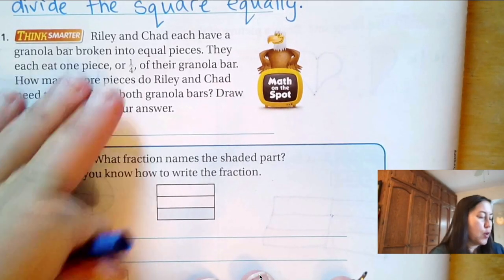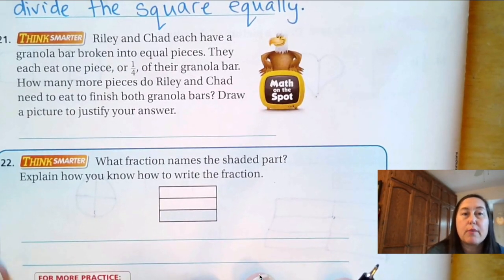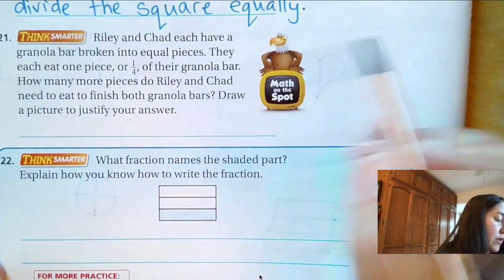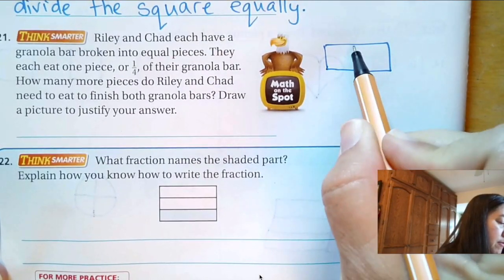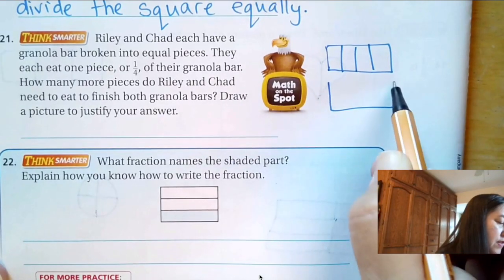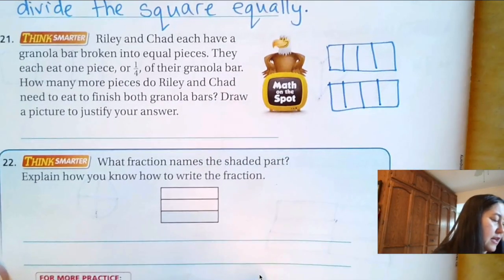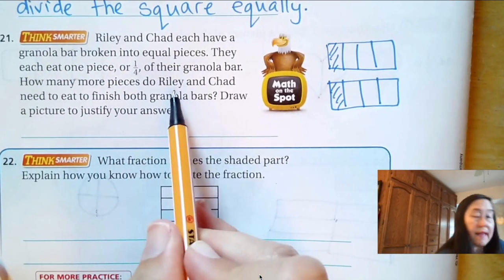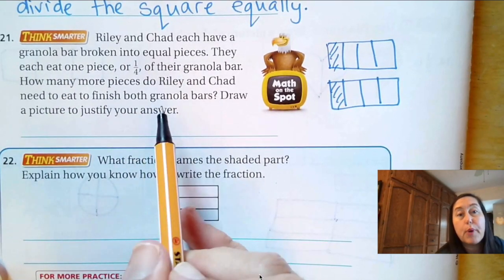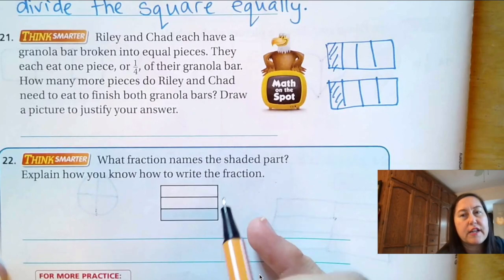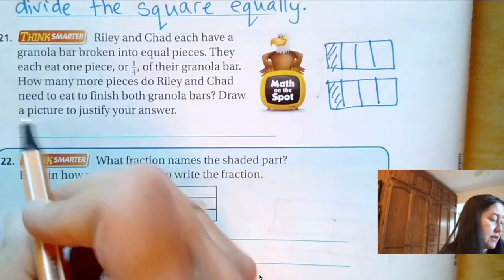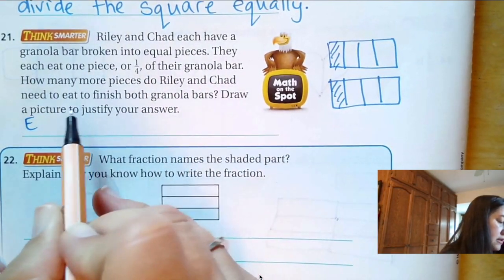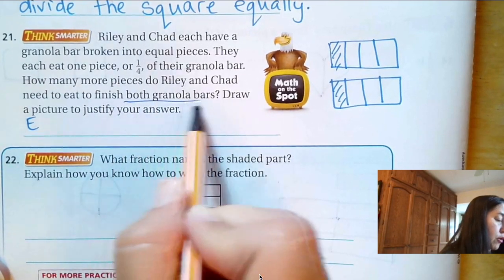Now let's think smarter. Riley and Chad each have a granola bar broken into equal pieces. They each eat 1 piece or 1/4 of their granola bar. So I'm going to draw a little picture to help me just visualize it. So they each have a granola bar and they each ate 1/4, right? Now, how many more pieces do Riley and Chad need to eat to finish both granola bars? Draw a picture to justify your answer. So they each need to eat 3 more pieces. But it didn't say each. It said how many more pieces do they need to eat to finish both granola bars?